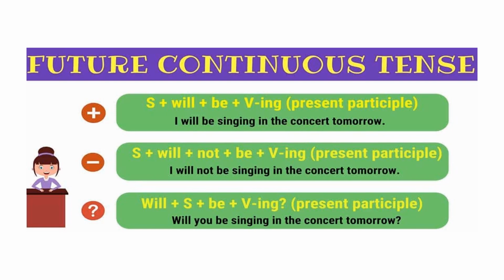The same thing if you have to put it into an interrogative sentence, it will always start with will, then the subject, then we'll have to add be plus the verb followed by ing. So that will become, will you be singing in the concert tomorrow?